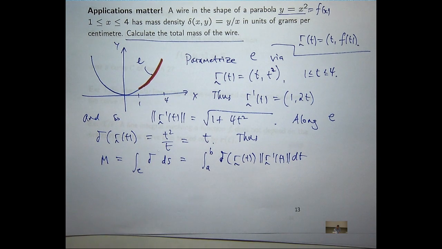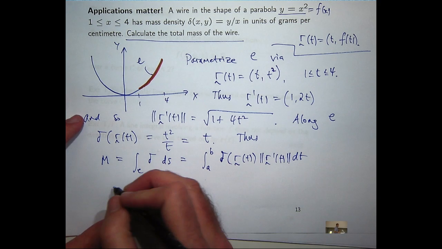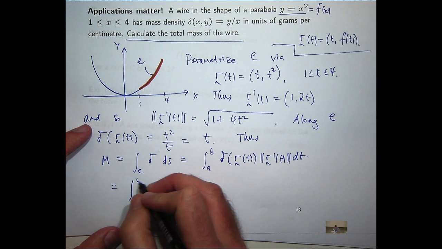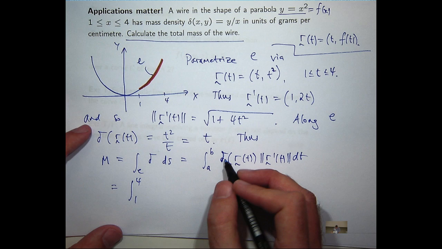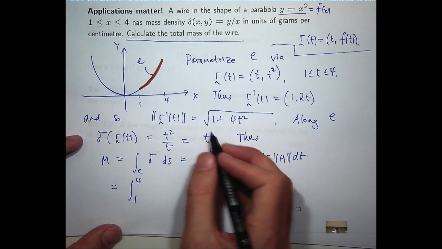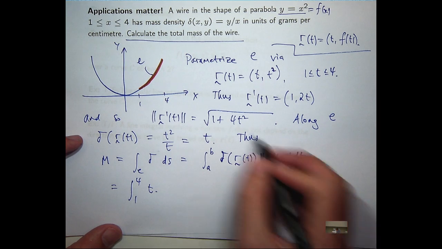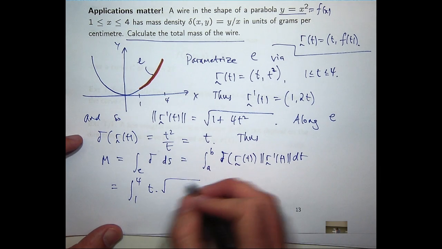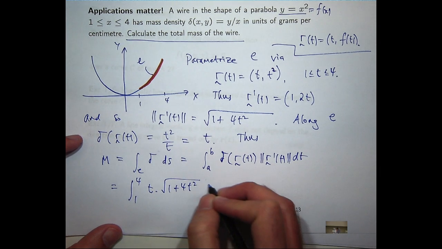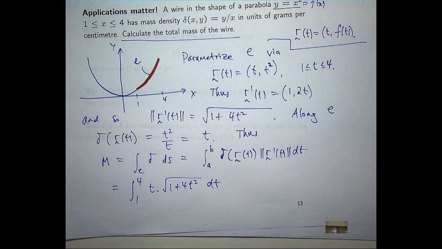This is the general expression that we're going to compute with. All we need to do is just plug in. So here A is going to be positive 1, B is going to be positive 4. The density function along the curve is going to be t, and the magnitude of the tangent vector is this square root expression. Okay, so we've come down to some sort of integral that we want to evaluate.